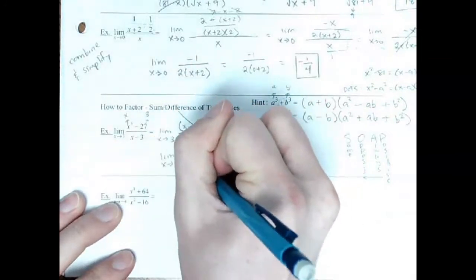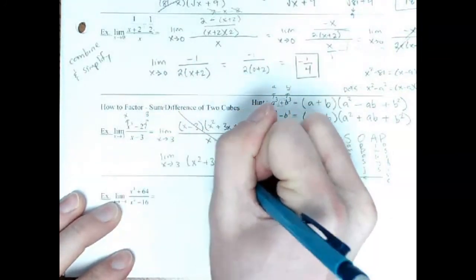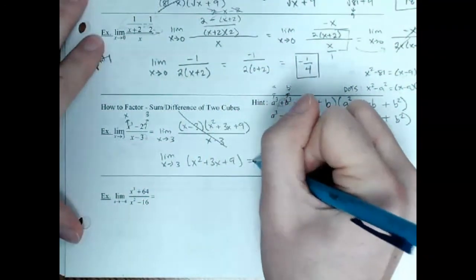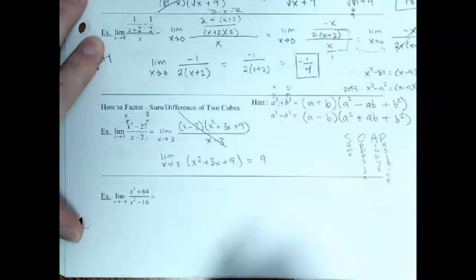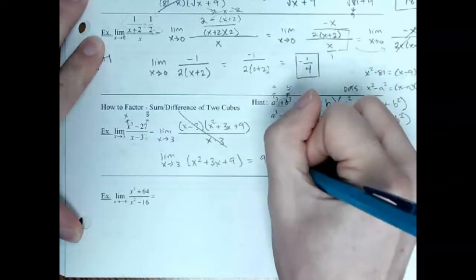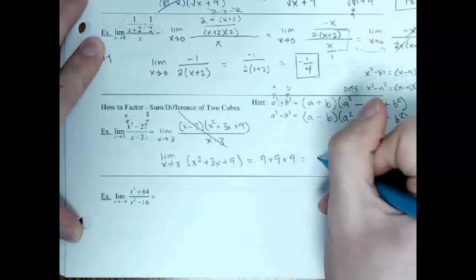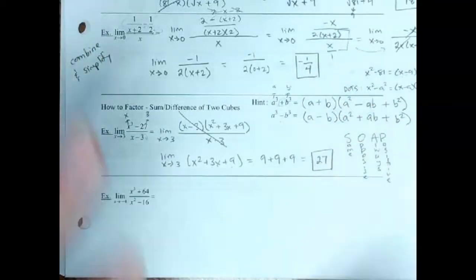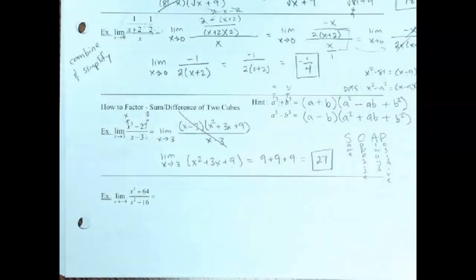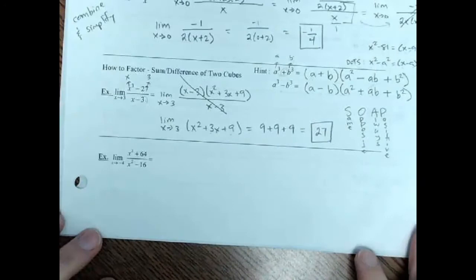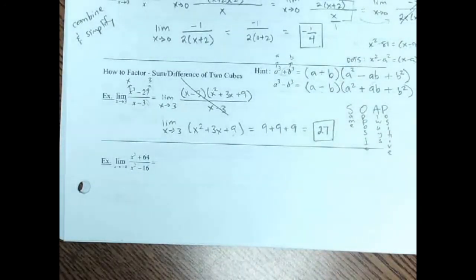All right, so here we got x squared plus 3x plus 9. That's what's left. Once I factor and reduce, now I can evaluate it. 3 squared is 9. 3 times 3 is 9. 9 is also 9. So then we get the answer is 27. So the sum and the difference of two cubes, some extra factorizations, but you should know those going forward. Last one, and then I'll probably just break and we'll do the next page on a different video.